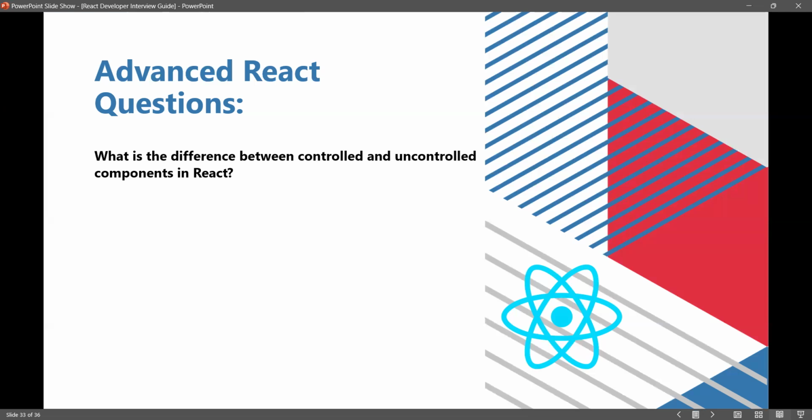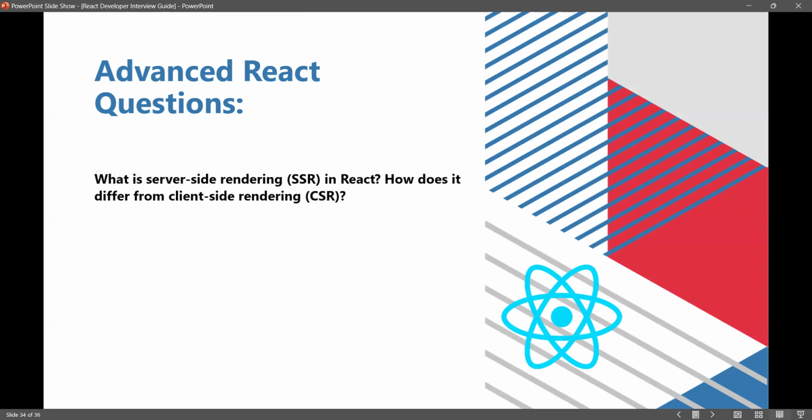Uncontrolled components, on the other hand, manage their own data internally. They use refs to access the input value directly from the DOM instead of having React control the form data. This is not too important, but you should know at least the difference.